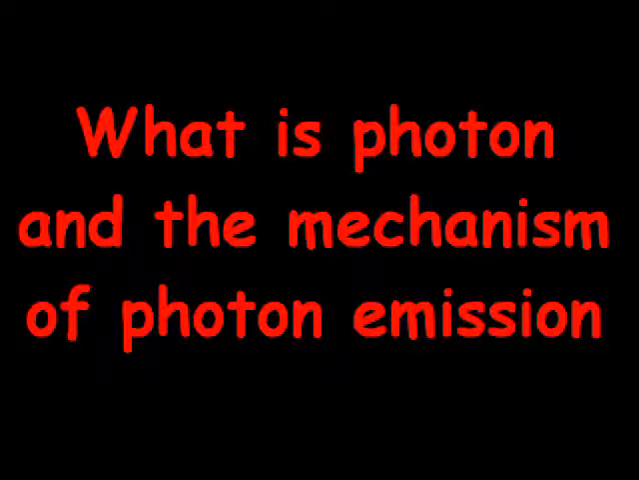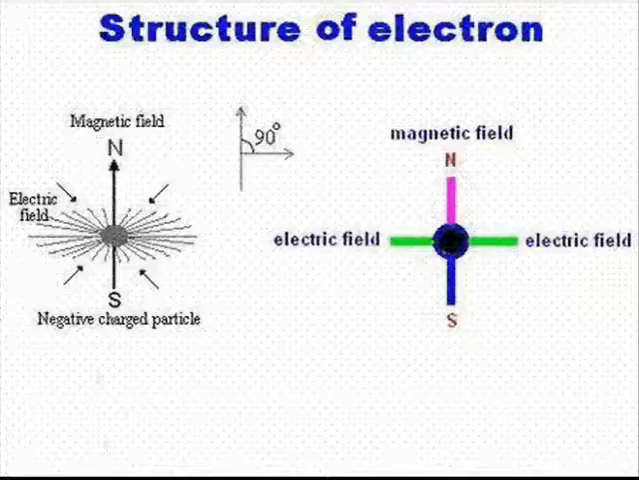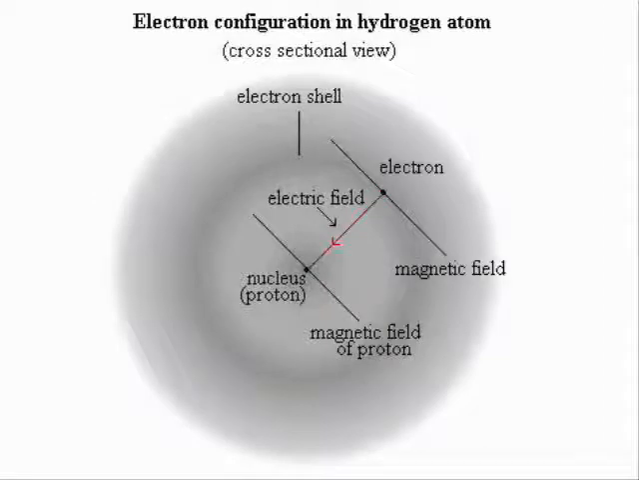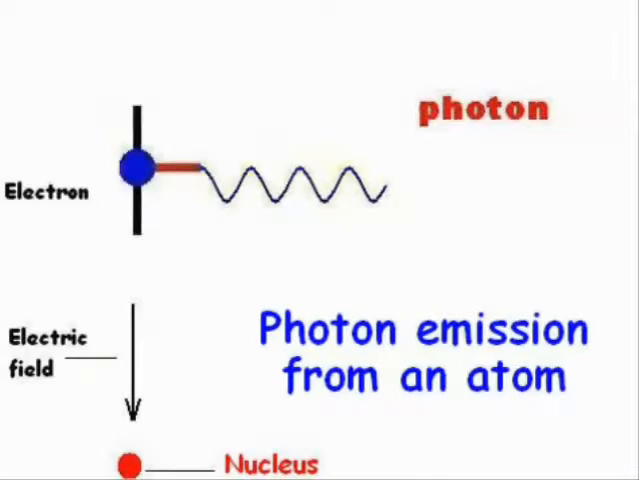What is a photon and what is the mechanism of photon emission? Since an electron has a standing electric field and magnetic field at a right angle, the electric field of an electron in an atom will always be directed to the positively charged nucleus, and the magnetic field will be horizontal to the nucleus. Watch video Structure of Electron.